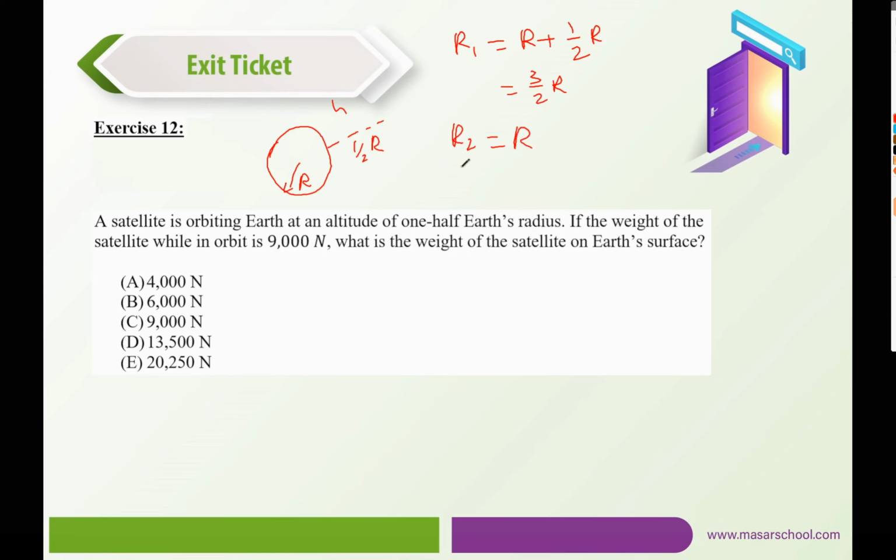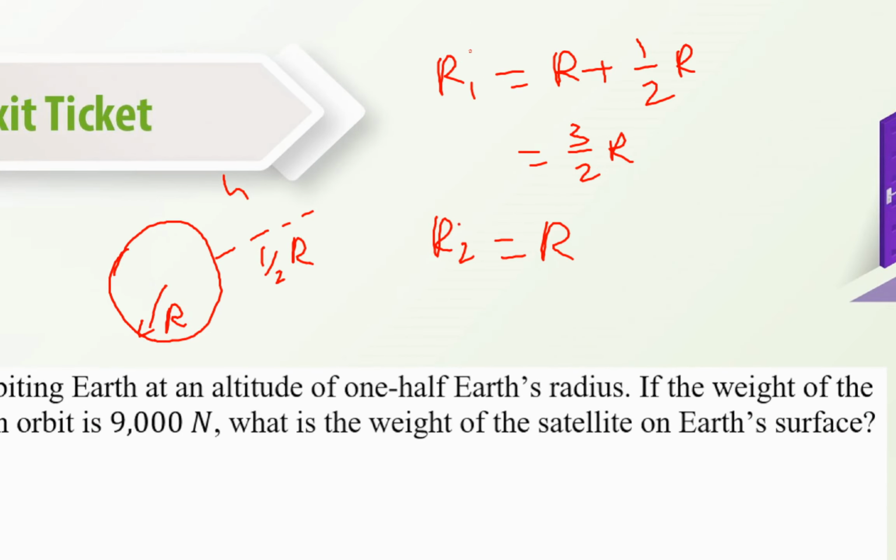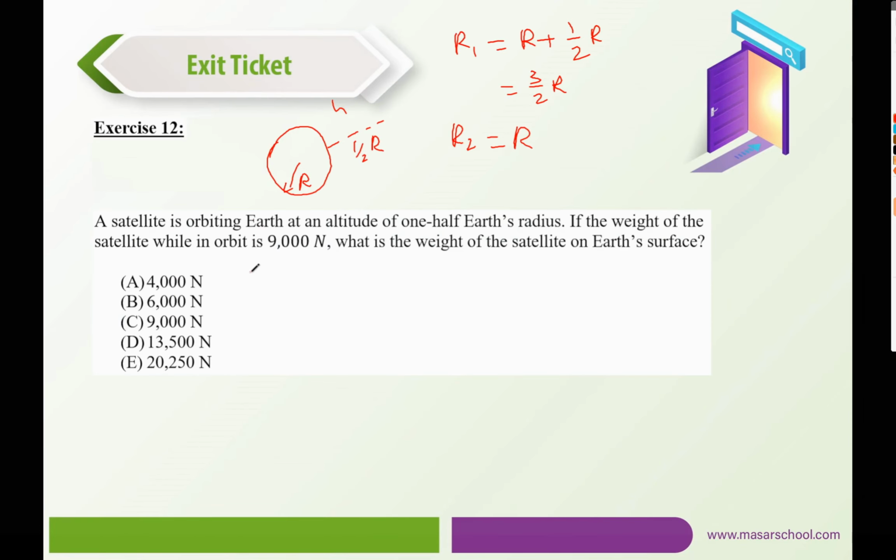In order to apply the factor of change, we need to know the factor between the new radius and the previous radius, which is basically R2 over R1, and that would be R over 3 over 2 R, which is 2 over 3. Then we can say that the radius changes by a factor of 2 over 3. And now we can apply the factor of change for the weight.